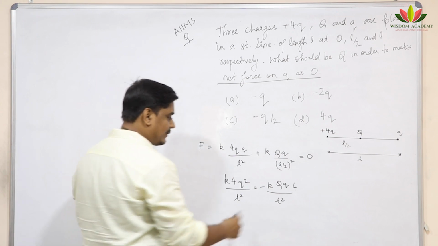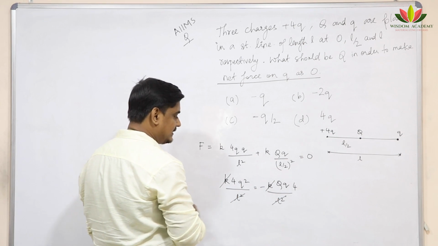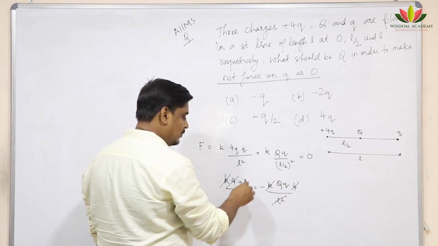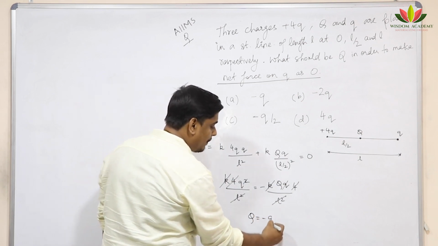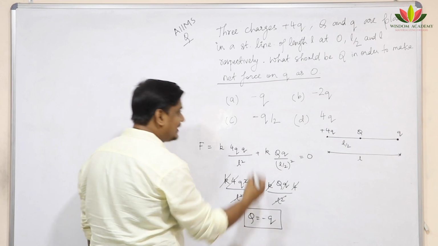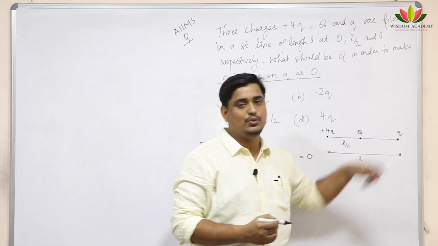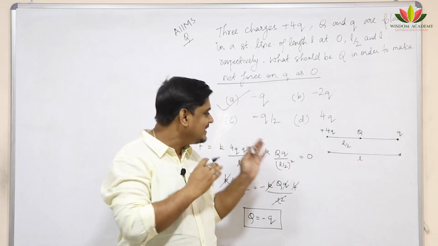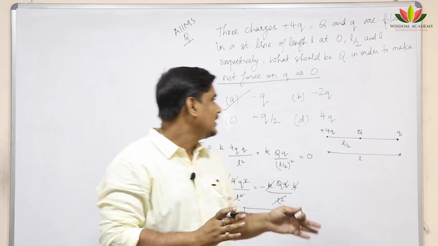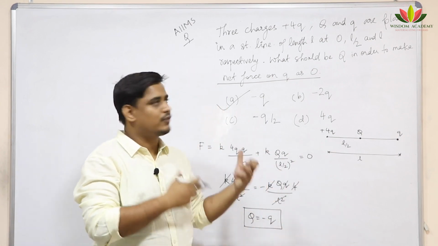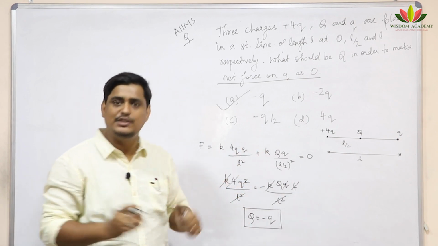Now see what gets cancelled. K gets cancelled, 4 and 4 get cancelled, one q, the other q gets cancelled. So what do I get? I get capital Q should be equal to minus q. So when capital Q is equal to minus q, the net force acting on the charge small q will be equal to 0. Can you see how easy the questions are? Up to where I have taught you, I am taking some competitive questions from these areas, like from force, from the superposition principle, and you can see everything is easy. If you understand the concept, everything will look easy to you, right?